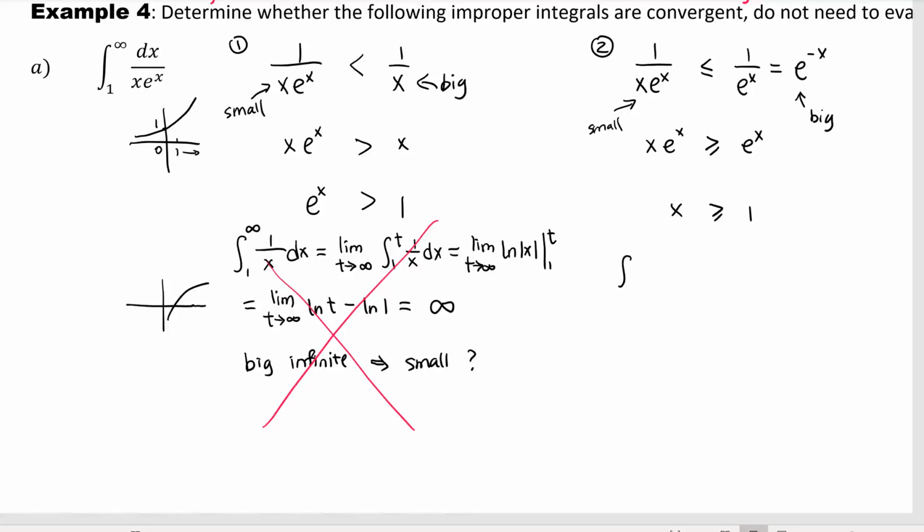Now let's integrate e to the minus x dx from 1 to infinity. Let's integrate this one. This is an improper integral, so the improper value is infinity. We replace infinity by t and take the limit as t goes to infinity.